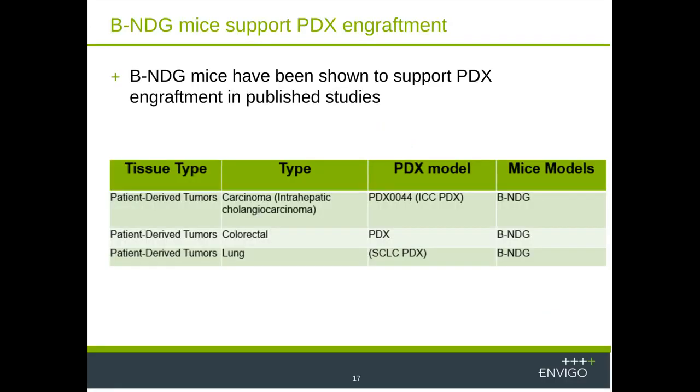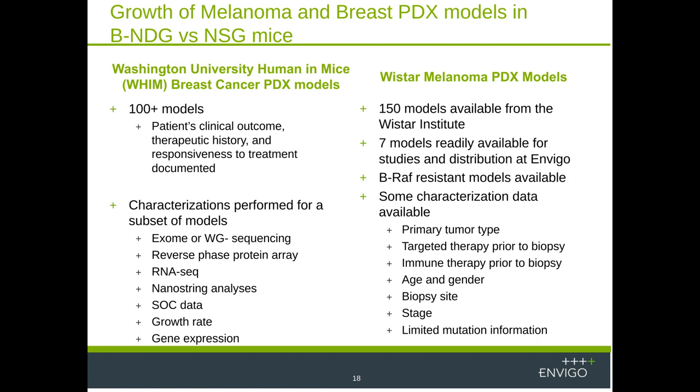There has also been literature published where the BNDG mouse has been utilized in order to grow these PDX models. In the table here, you see three different examples where there is a study published utilizing a small cell lung cancer PDX, colorectal cancer PDX, as well as an intrahepatic cholangiocarcinoma PDX model. But we also wanted to perform some of these studies in-house and also compare how our ultra-immunodeficient BNDG model compared to that of the NSG mouse.